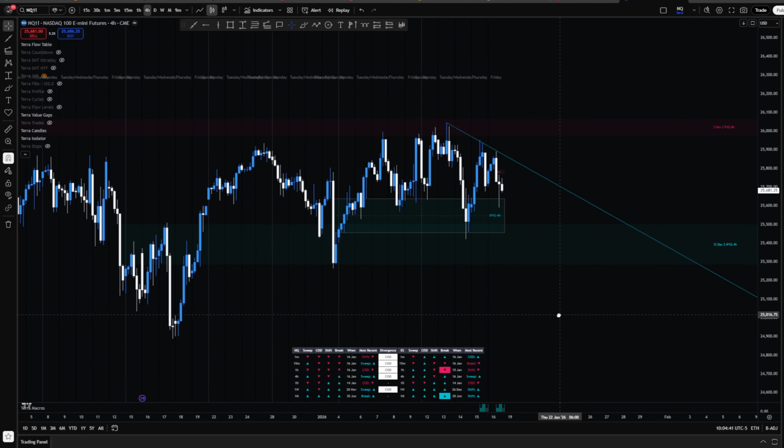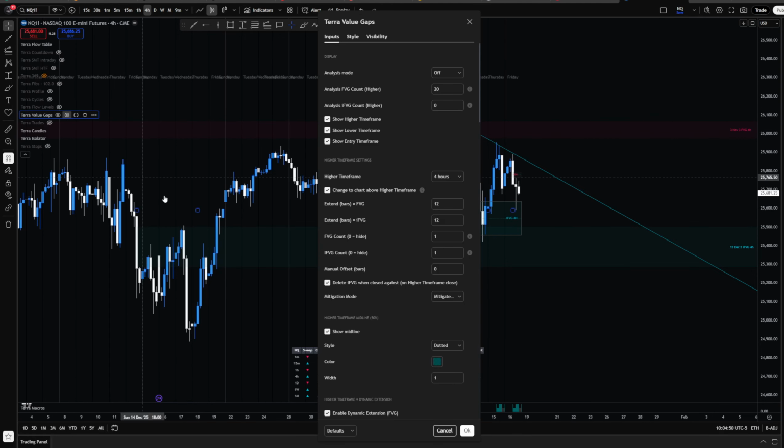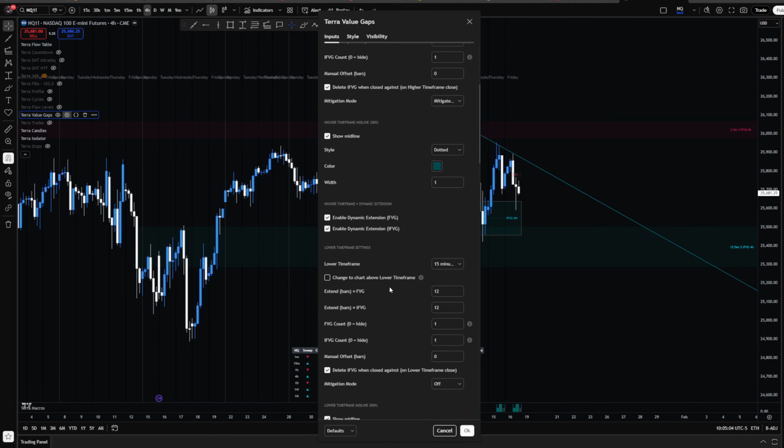Okay, the next indicator I'm going to introduce you to is probably one of my best indicators. This is Terra value gaps right here. This is my multi-time frame fair value gap and inversion fair value gap indicator. You can have 3 time frames active on the chart at any one time, and it automatically detects them and updates them, colors, labels, quantities for you as per your settings.